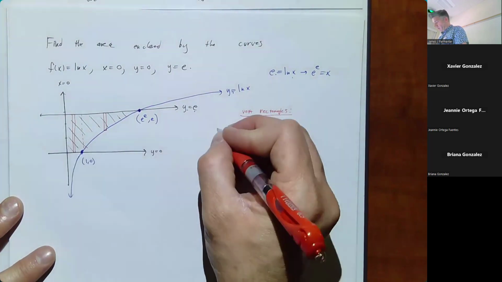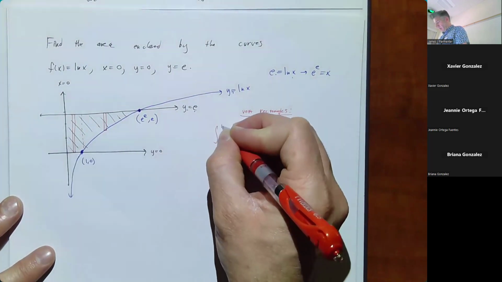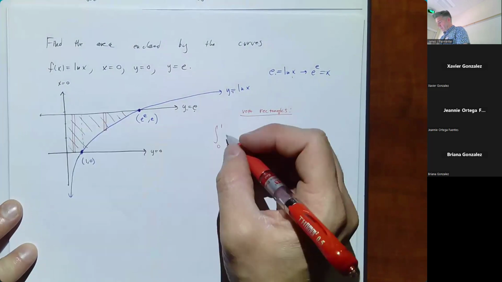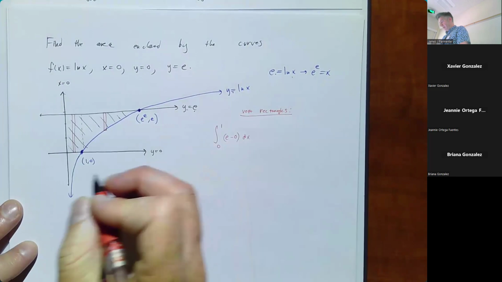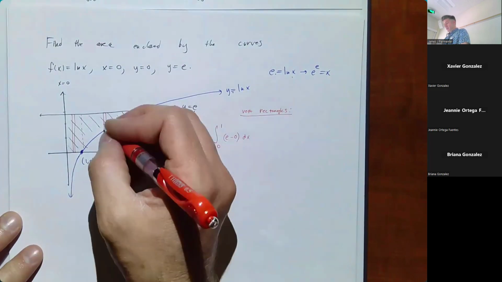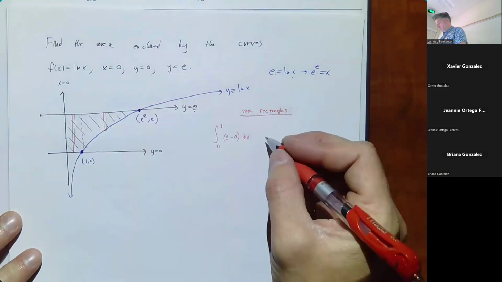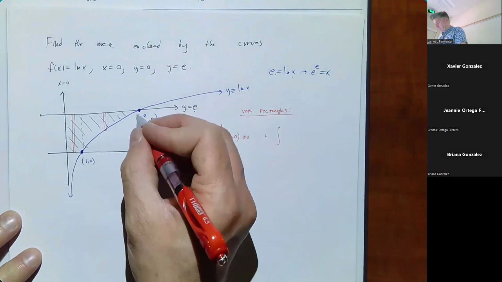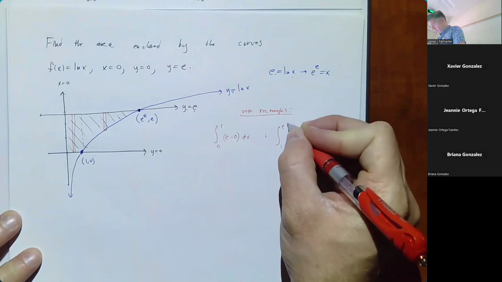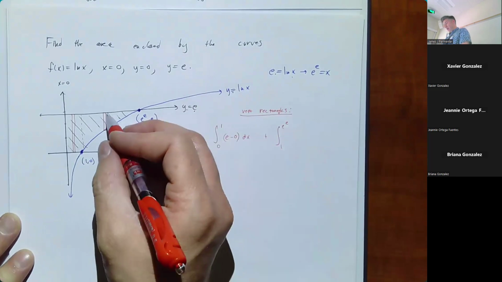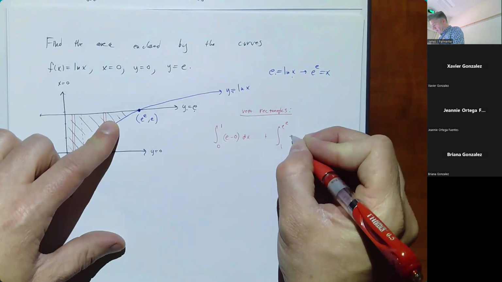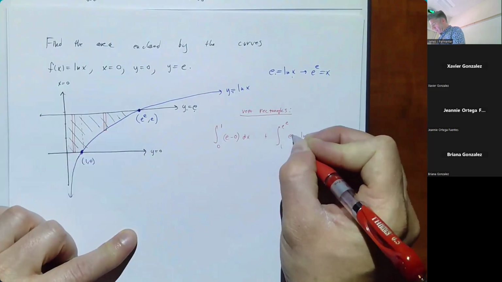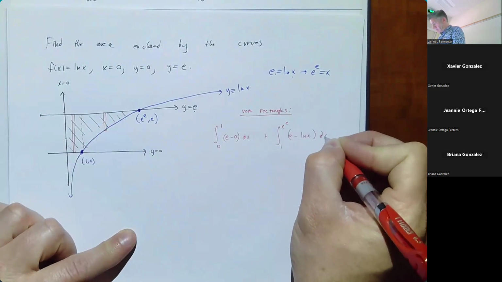So with vertical rectangles, the first integral is going to be the integral from 0 to 1 of the area of my rectangle: e minus 0 is my height, times dx is my base. For the second integral, we get the integral from 1 to e to the e of the area of our rectangle, which is our height, e minus the natural log of x, times our base, dx.